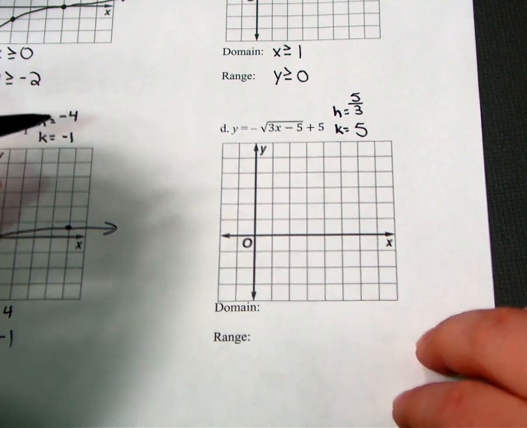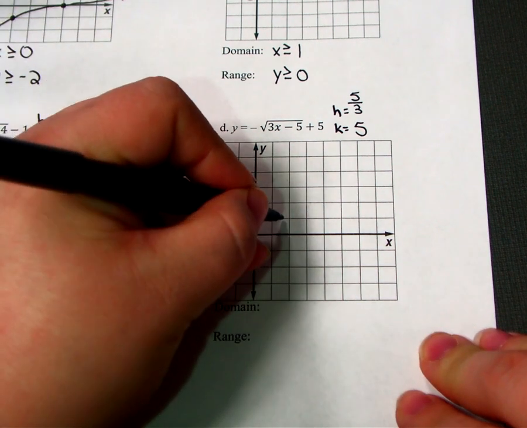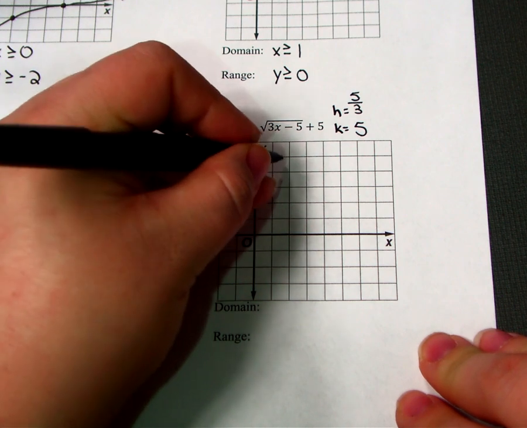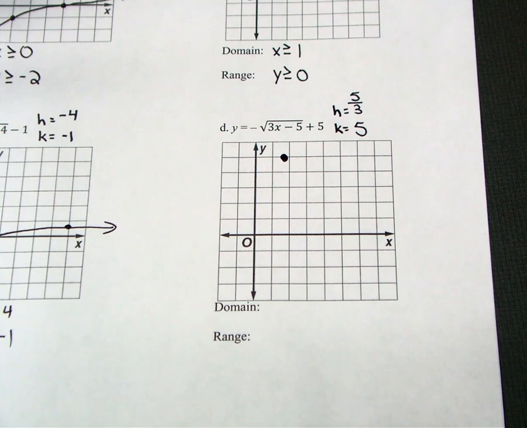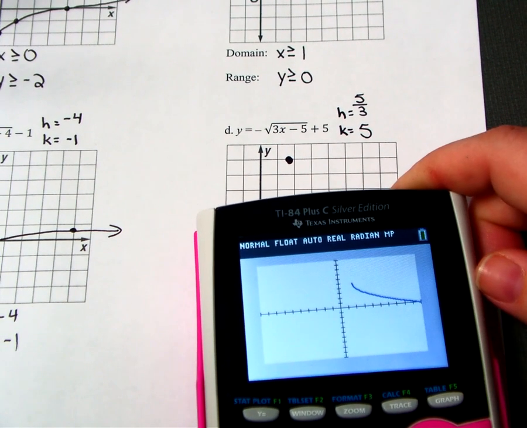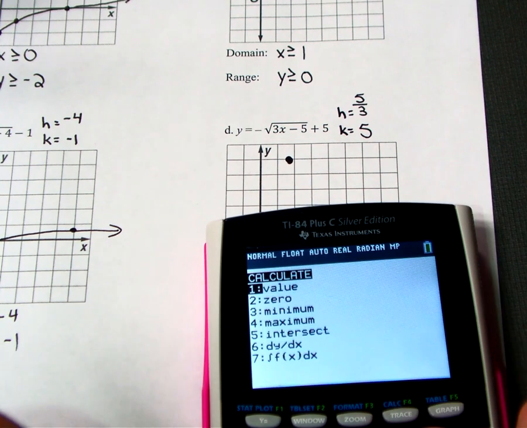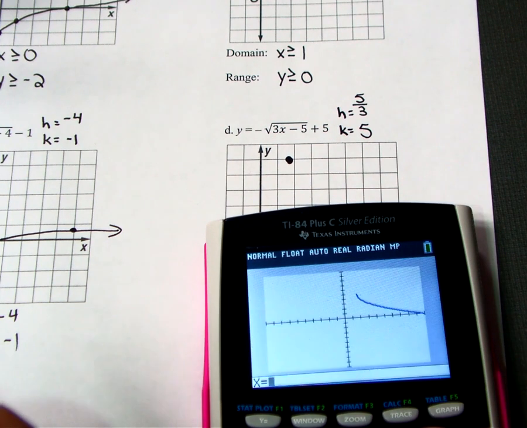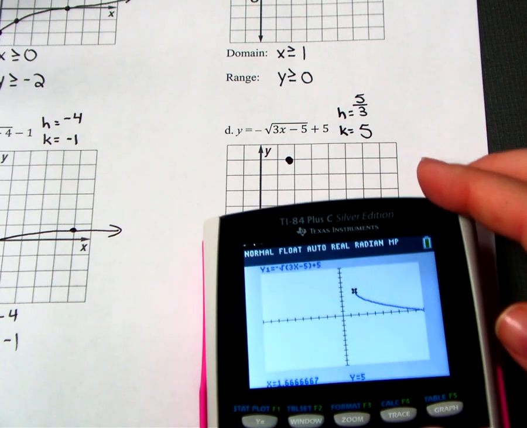So when I go to graph this, 5/3 is 1.6 repeating. And again, it's confirmed by my graph. It looks like it's in the right spot, doesn't it? You can confirm that further if you go to value, second calc and value, and type in 5/3. It should be 5 for your K value. And it gives me 5. So you further confirm that, yes, that is the start point.